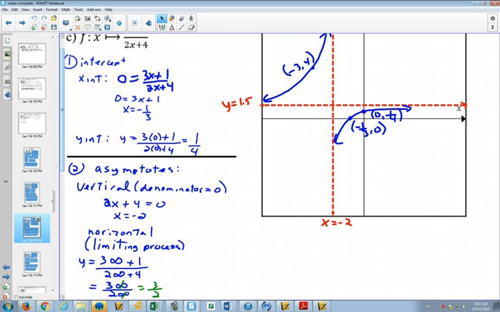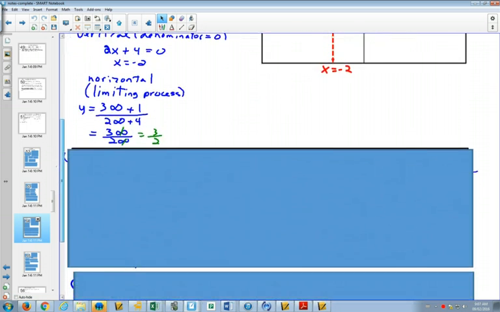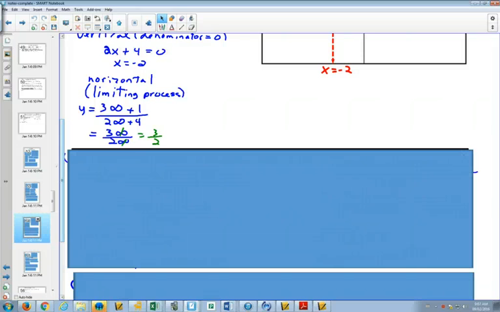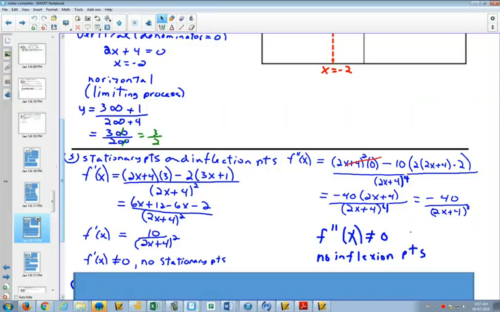And now we can look at our calculus to see whether we have maximums and minimums, what happens when it's increasing and decreasing. So if we find our derivative and our second derivative, and we simplify those expressions, our first derivative is 10 over (2x plus 4) squared. Our second derivative becomes negative 40 over (2x plus 4) cubed. Both of those, if you set them equal to 0, again, a fraction's only equal to 0 if the numerator is equal to 0, and 10 and minus 40 are both never equal to 0. So this graph is going to have no stationary points and no inflection points.